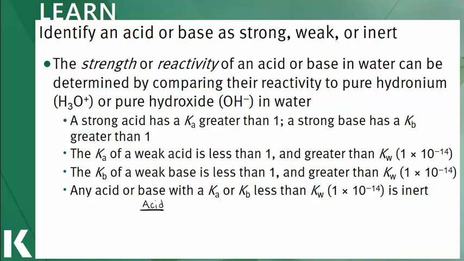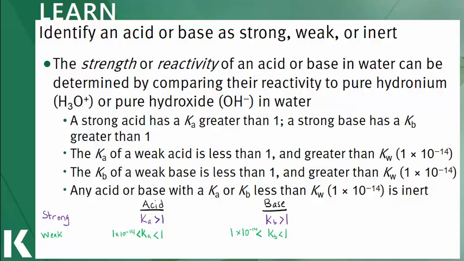An acid is considered strong if the acid dissociation constant, Ka, is greater than 1. Since the base dissociation constant, Kb, follows the same trend, a base where the Kb is greater than 1 will also be considered strong. And if the Ka or Kb are less than 1, but greater than 1 times 10 to the negative 14th, it would be weak.